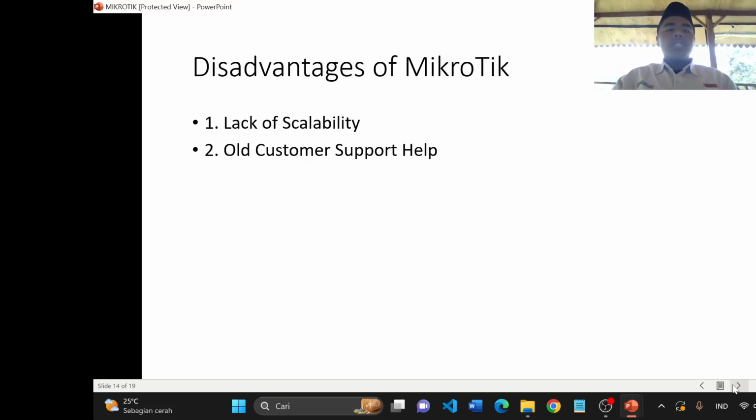Disadvantages of Mikrotik. 1. Lack of scalability. 2. Limited customer support help.